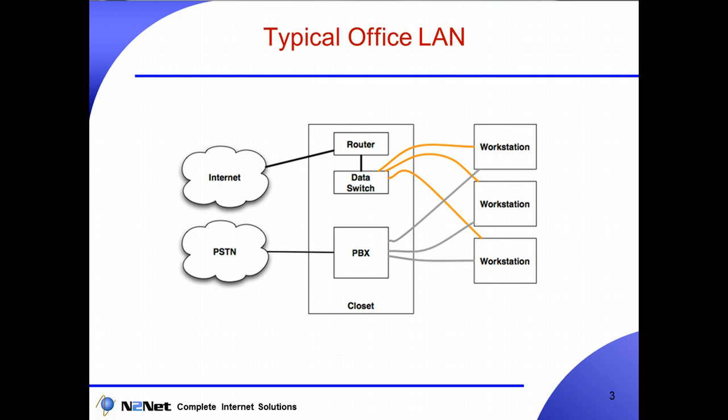So here you'll see that this is a typical office LAN, and if you're a managed service provider, this is something that's very simple for you to understand. You've got the PBX and the data network completely separated. PBX goes out to the public switch telephone network, whereas the data goes out to the public internet. The data side has a data switch and a router, whereas the PBX is a standalone device. Both the data and the PBX feed individuals or workstations at the office.